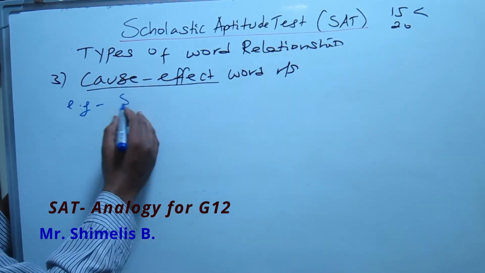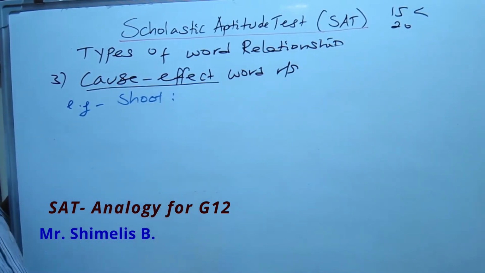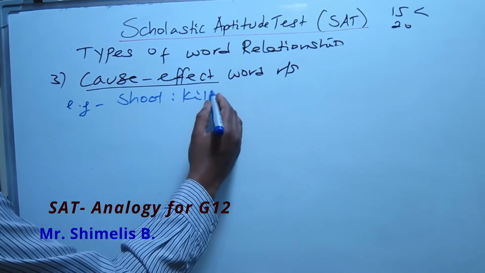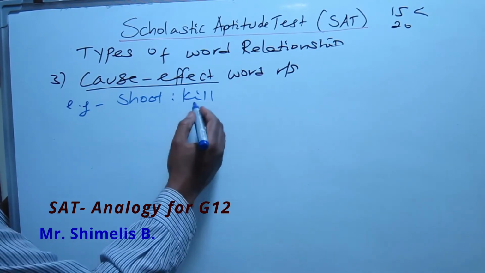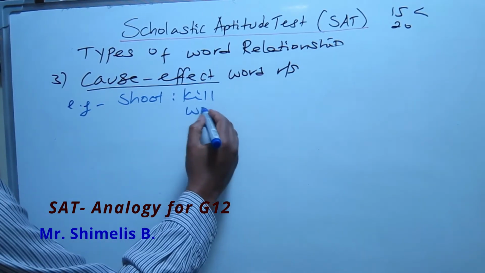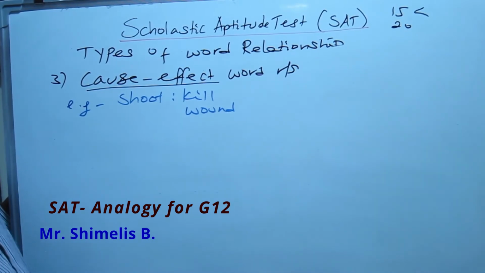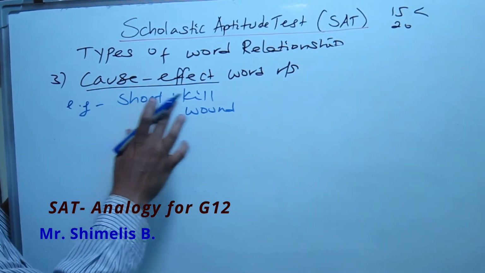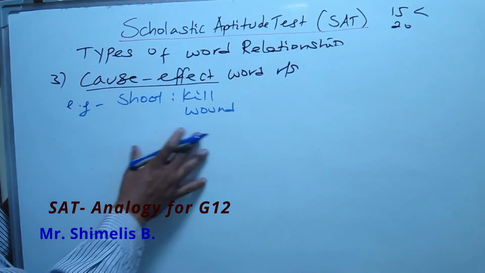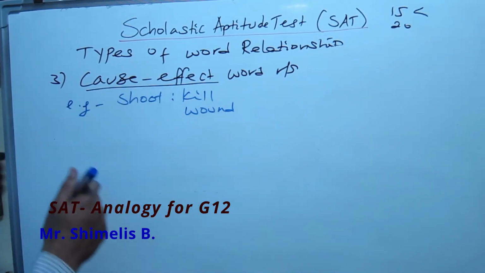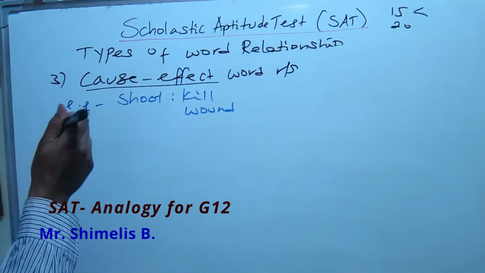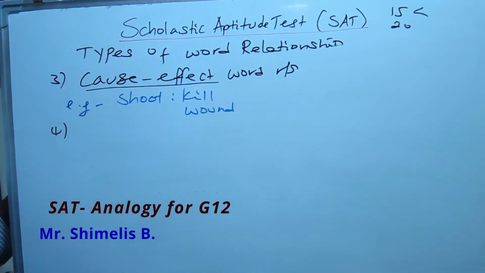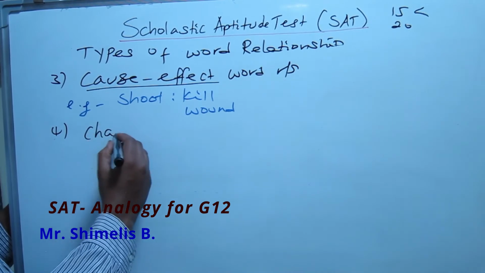For example, if you shoot someone, what would be the result? Either wound or kill. You shoot to kill or you shoot to wound. So kill might be the effect, or wound for that matter. Wound can be the effect. So one is the cause, the other is the effect. Such kind of relationship we call cause-effect relationship. And the other relationship might be the characteristics relationship.